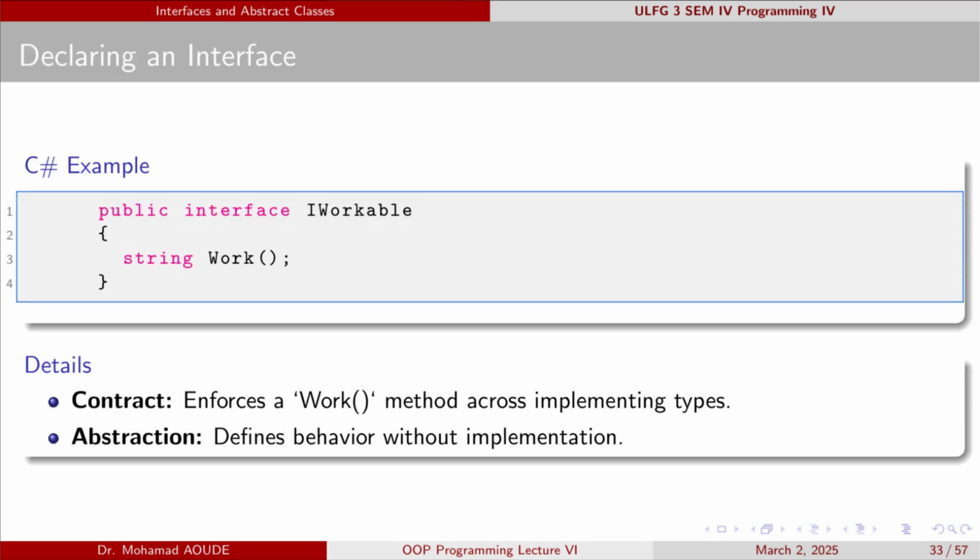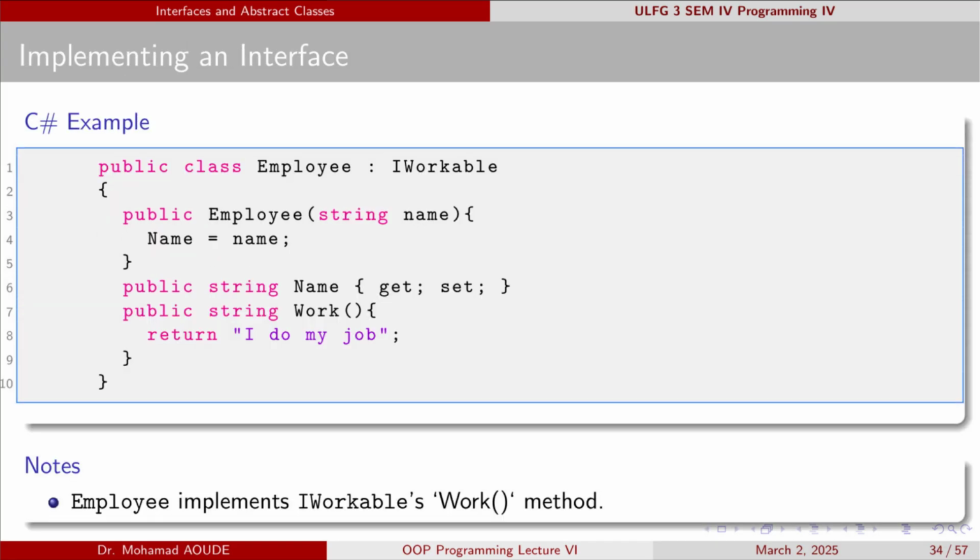Here's a basic example of interface declaration. IWorkable declares a method Work. This creates a contract. Any class implementing IWorkable must provide a Work method. This is the simplest and most common interface use case. Let's implement IWorkable in a class Employee. The class provides the Work method as required. This example shows how interfaces enforce behavior, but not structure. We decide how to implement it.